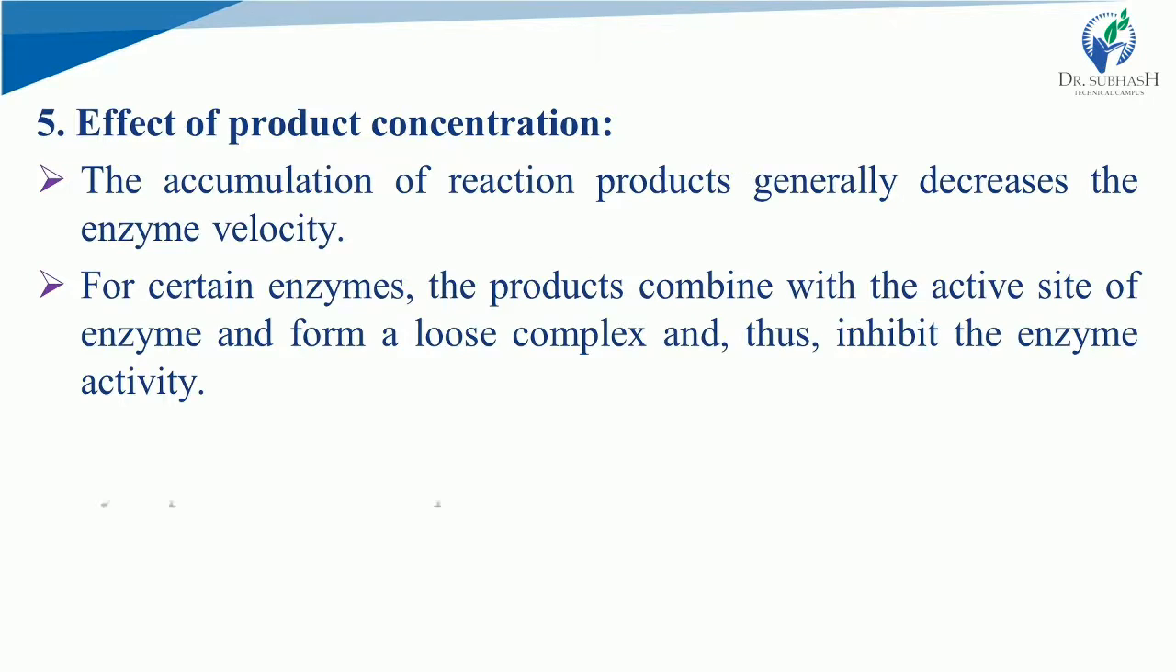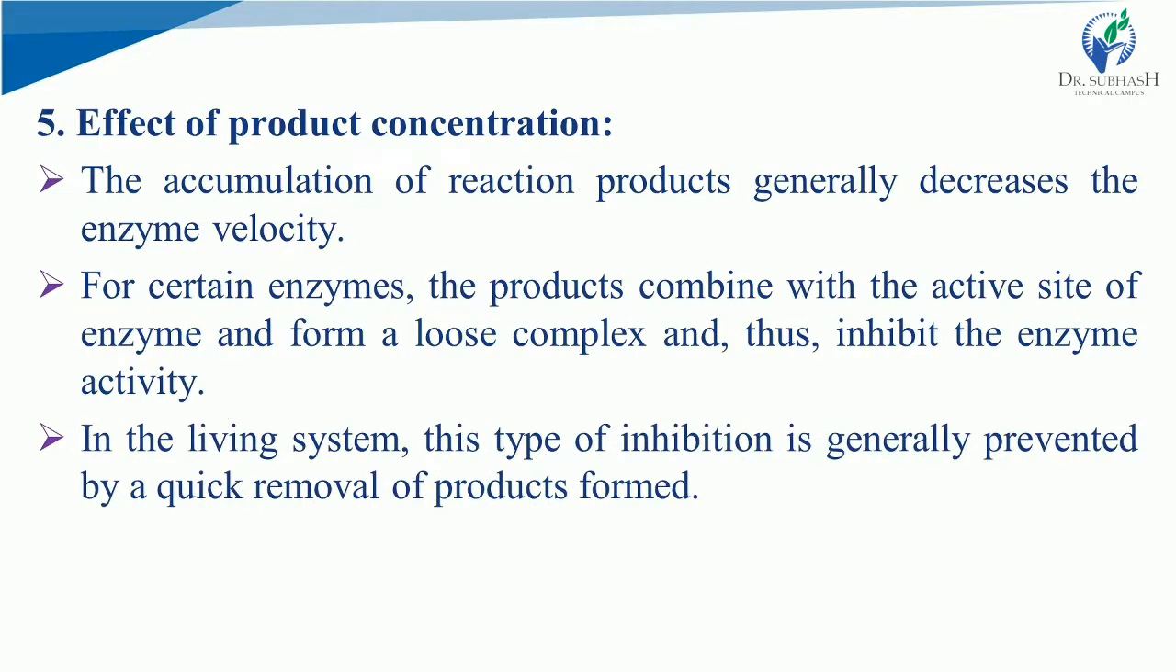Right? Now, in the living system, this type of inhibition is generally prevented by a quick removal of products formed. So, you need to remove them as quickly as possible. Just understand that accumulation is not good for enzyme or any reaction that occurs with the help of the enzyme. So accumulated products should be immediately removed. In living systems, it is a natural thing that it removes the products that are formed, so that the enzyme velocity is maintained and the process is good.